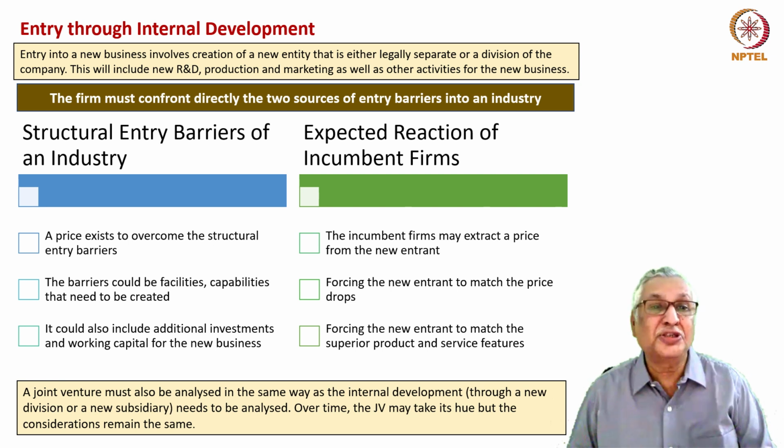How do you do an entry through internal development? Entry can be through the creation of a new entity that is either legally separate or a division of the company. The former helps in an independent movement of the entity, whereas a division will be constrained by the parent company's ways of operating. These could include new R&D, production and marketing as well as other activities for the new business. The firm must confront directly the two sources of entry barriers into a new industry.